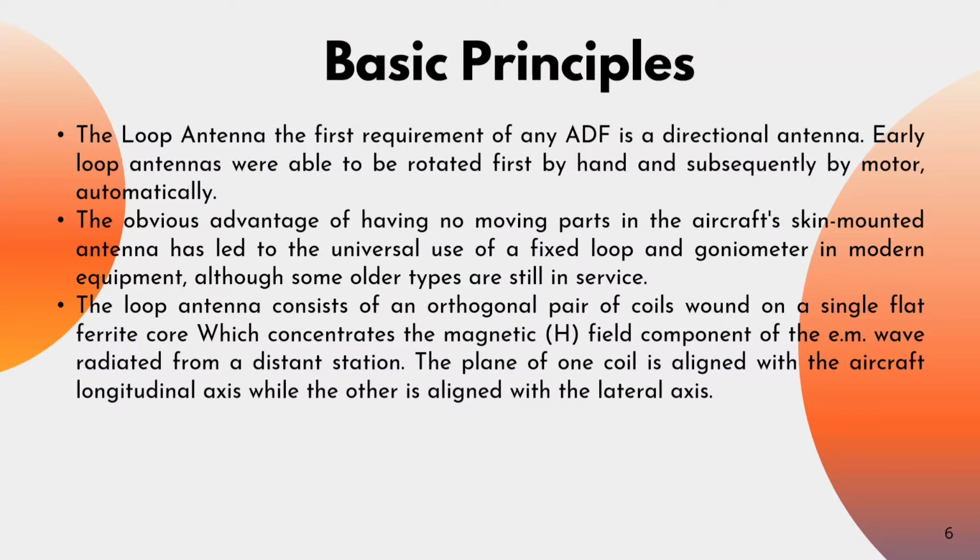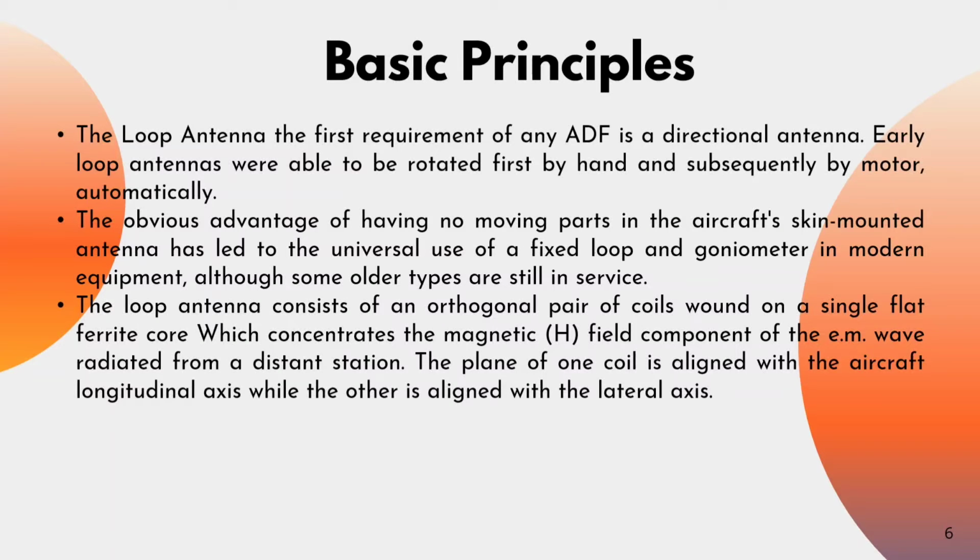Basic principles. The loop antenna. The first requirement of any ADF is a directional antenna. Early loop antennas were able to be rotated, first by hand and subsequently automatically by motor. The obvious advantage of having no moving parts in the aircraft skin mounted antenna has led to the universal use of a fixed loop and goniometer in modern equipment, although some of the older types are still in service.